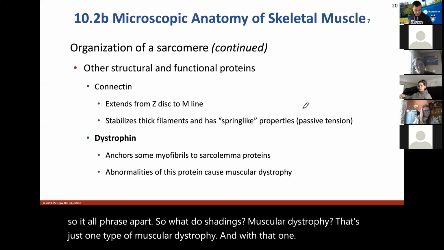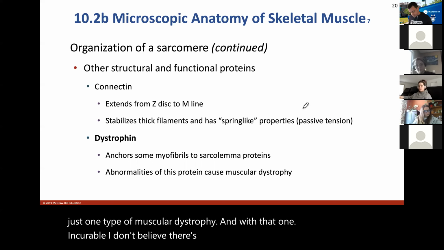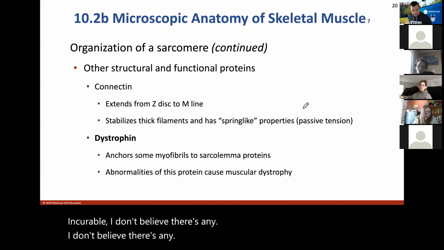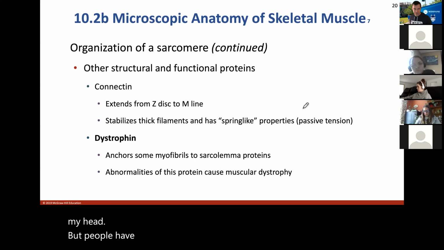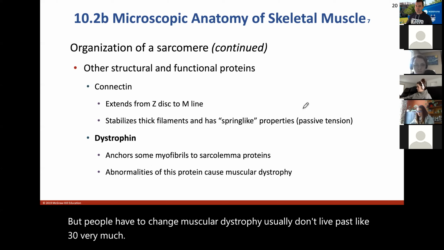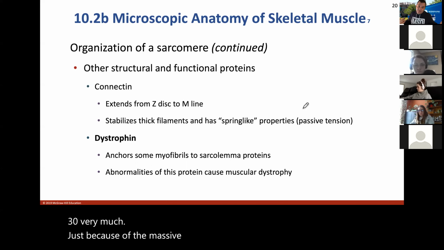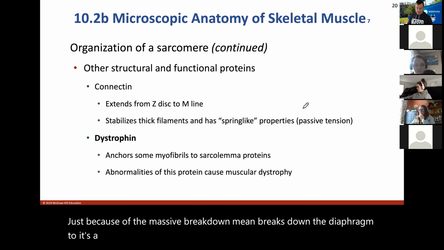Incurable. I don't believe there's any stem cell. I don't know if there's any stem cell research on it or not off the top of my head. But people who have Duchenne's muscular dystrophy usually don't live past like 30 very much, just because of the massive breakdown. I mean, it breaks down the diaphragm too. It's a muscle. That's a muscle that helps you breathe, and you got to breathe.